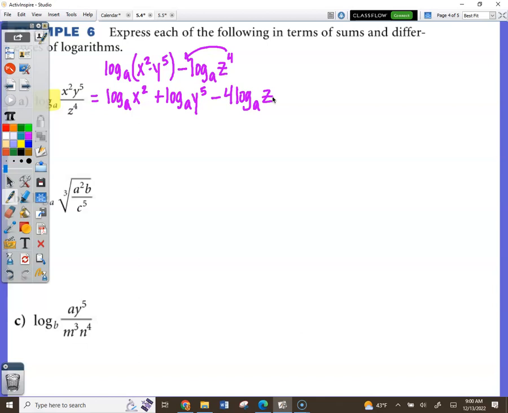These are not done. What needs to happen? Both of those exponents need to come to the front. This needs to come here. I like to draw the arrow to remind myself how to do it. So this is actually 2 log base a of x plus 5 log base a of y minus 4 log base a of z. Not bad, tedious, right? Very meticulous. You have to go through it slowly, one thing at a time, okay? All right, let's do the next one.